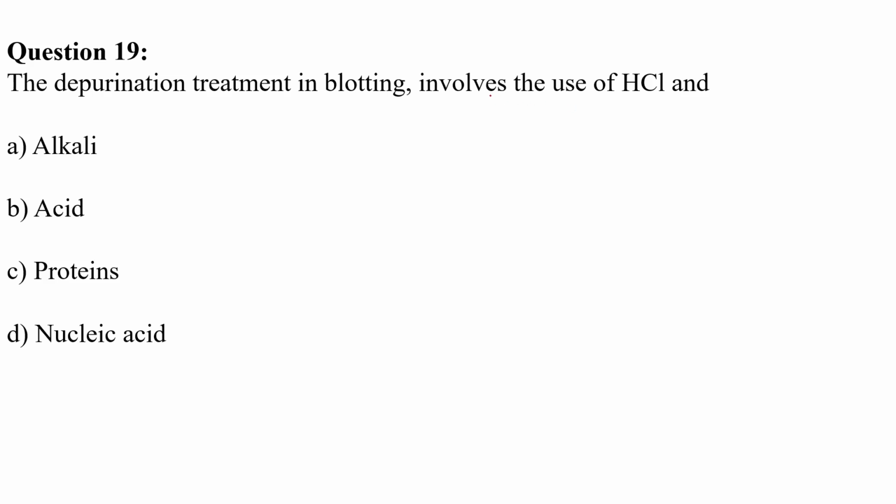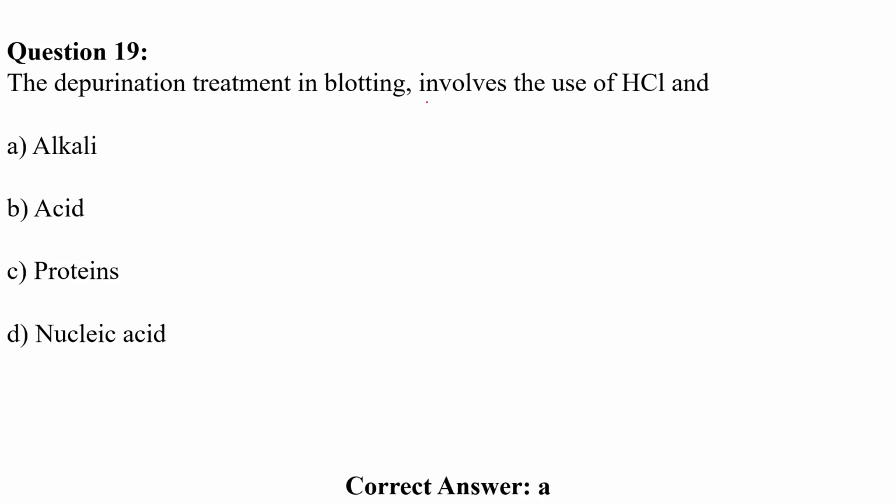Moving on to the next question. Question number 19. The depurination treatment in blotting involves the use of HCl and option A alkali, option B acid, option C proteins, and option D nucleic acid. So the correct answer is alkali.